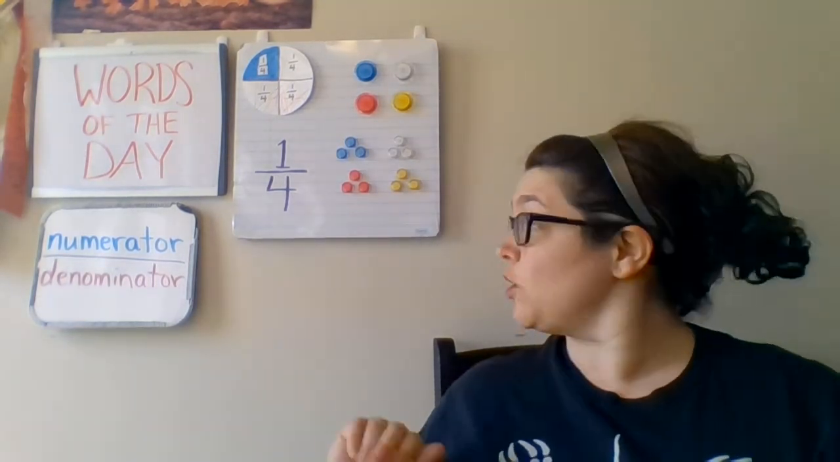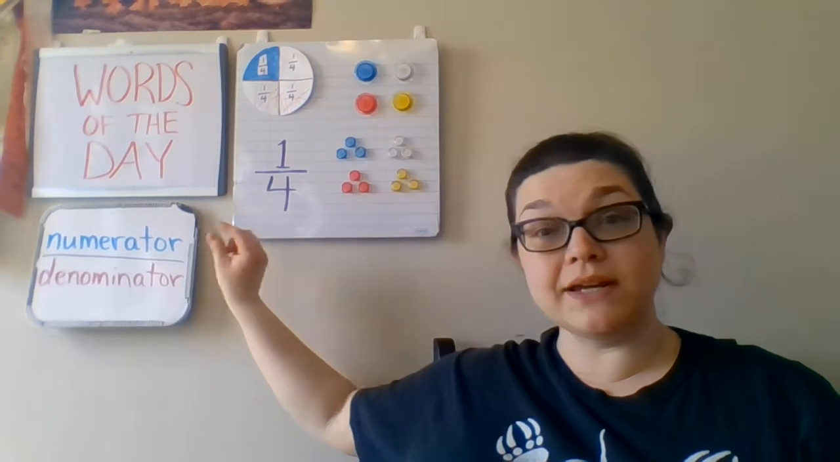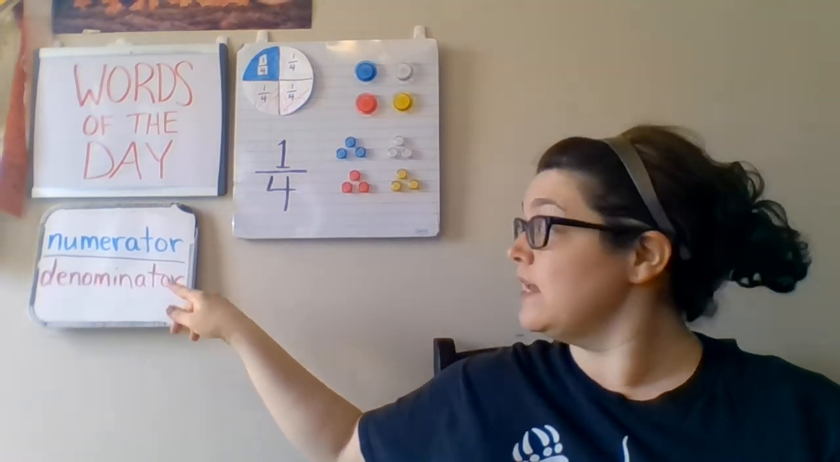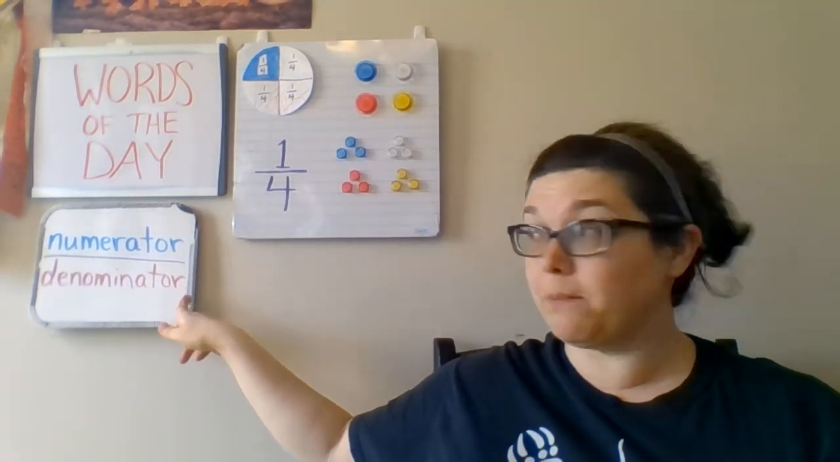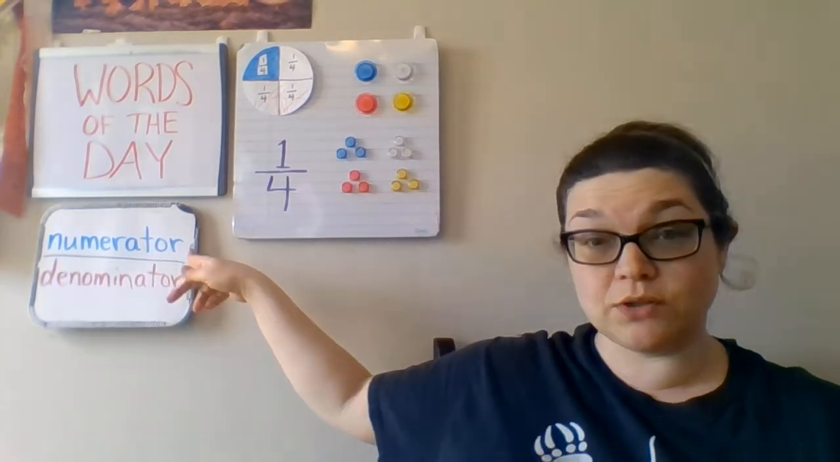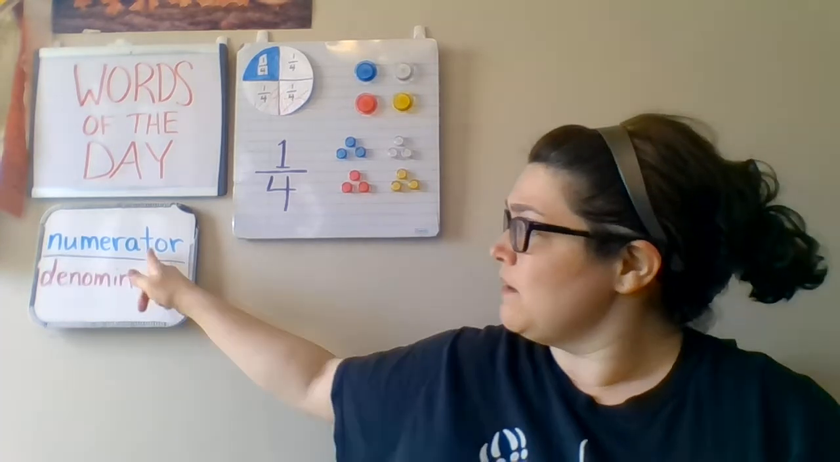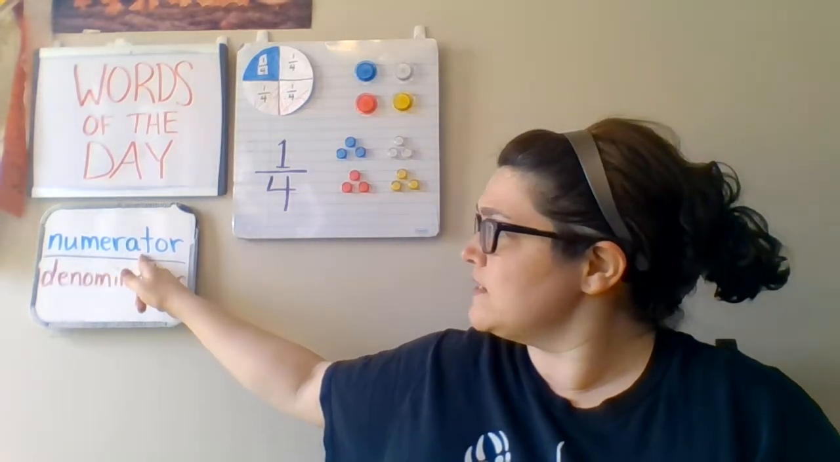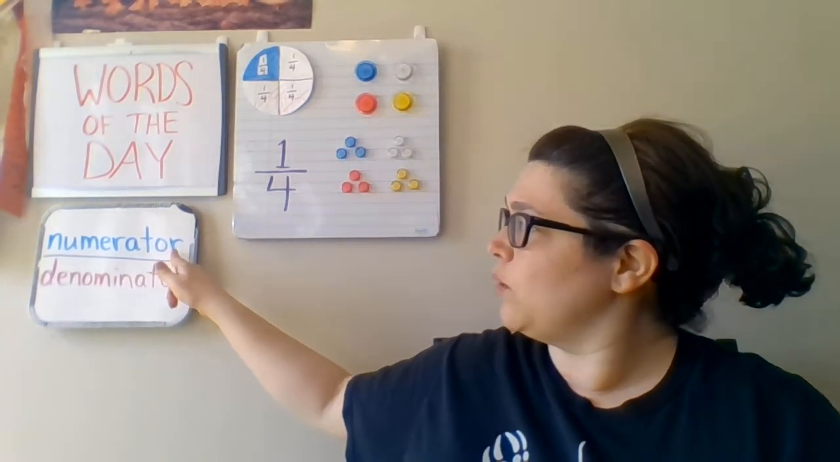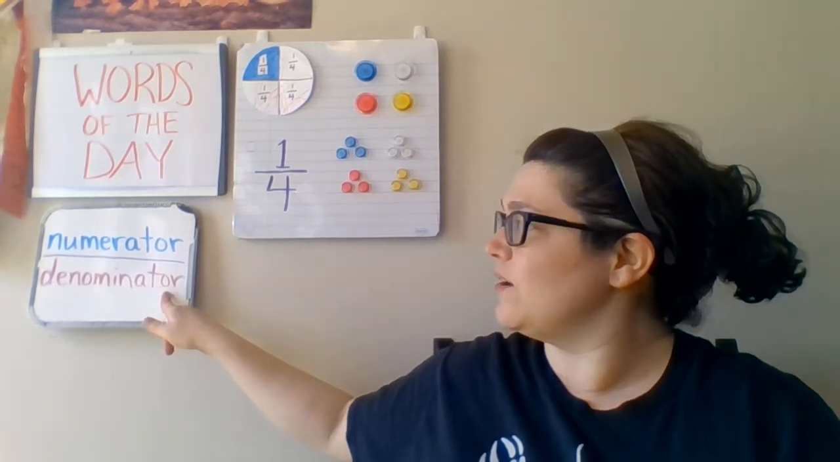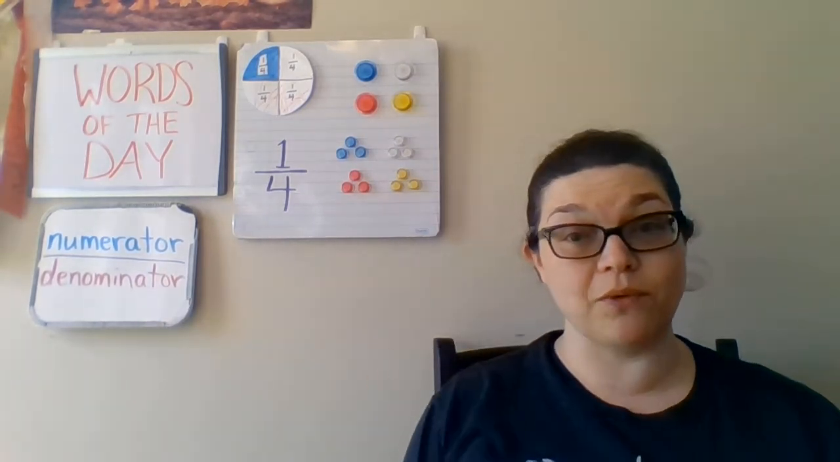So just to review our terminology, the numerator is the top number in a fraction, the denominator is the bottom number, and there is a line between them so that you know you're not just looking at two numbers on top of each other. Now, one thing to notice about these words is they both end with A-T-O-R. So that's something you can look out for.